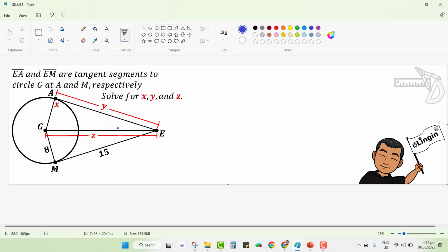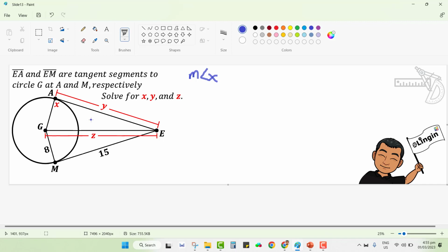In solving for the values of the unknown measurements, we need to understand special relationships from a tangent segment and the radius. I'm talking about first the measurement of angle X. Angle X is this angle formed here again by the tangent segment EA or AE and the radius GA or AG. We are sure that this is a radius since one of the endpoints of this segment is the center of the circle.